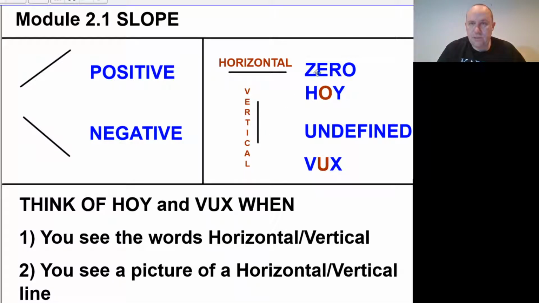Horizontal lines and vertical lines, which have zero slope and undefined slope, respectively. And I put the words HOY and VUX here because these are really important to help us remember. When we see the horizontal, the H tells us to think of the word HOY, and the middle letter, I know it looks like an O, but it's really a zero. That tells you what the slope's going to be. Or when you see a vertical line, this word VUX, V for vertical, the middle letter U reminds us it's going to be U for undefined as well.